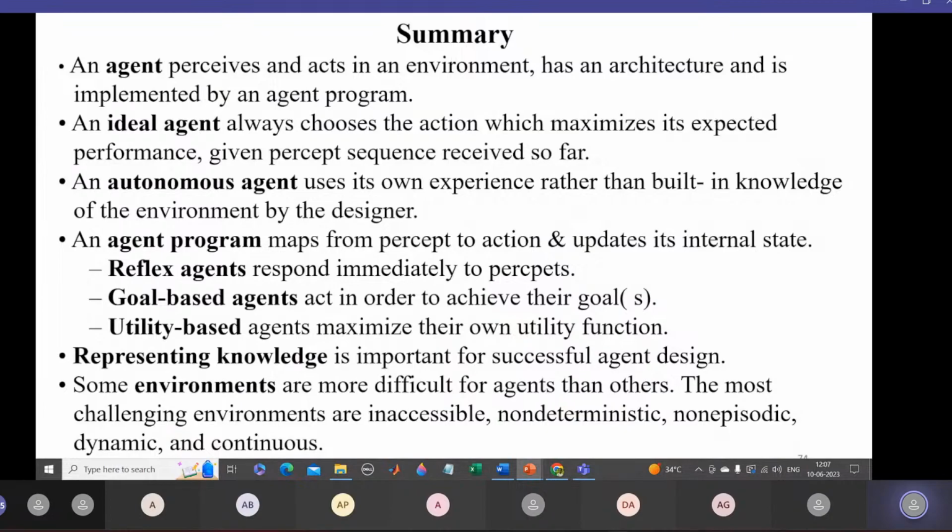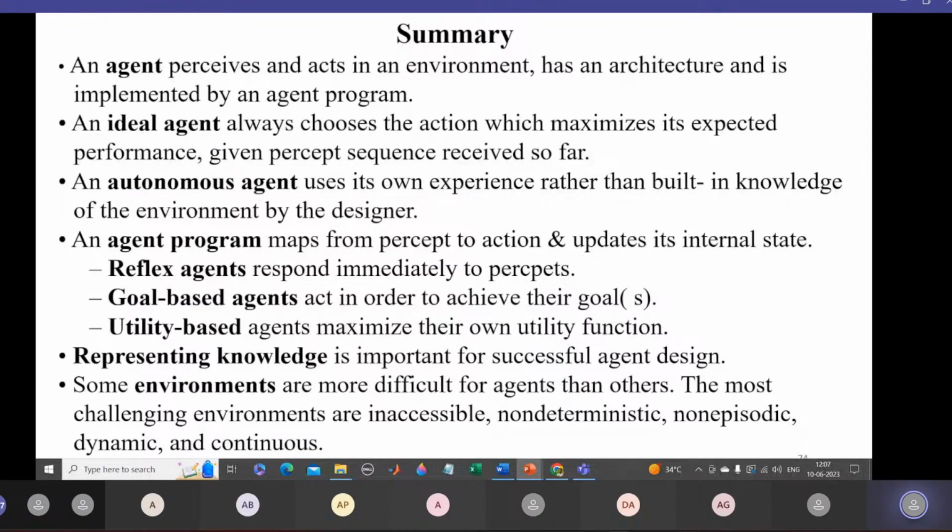So going into a summary, an agent will perceive and act in an environment. It has an architecture, which will be implemented by an agent program. An ideal agent always chooses the action that maximizes the expected performance, given the perceptual sequence received so far. An autonomous agent uses its own experience, and doesn't rely on built-in knowledge of the environment. An agent program maps percepts to actions and updates its internal state, storing whatever it has performed.